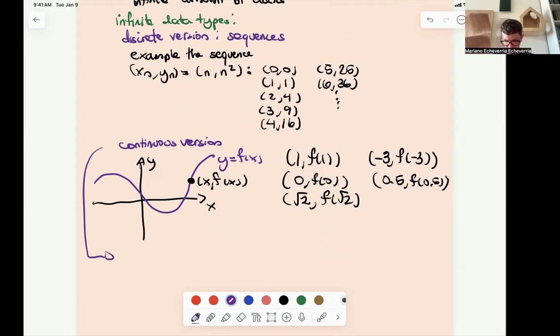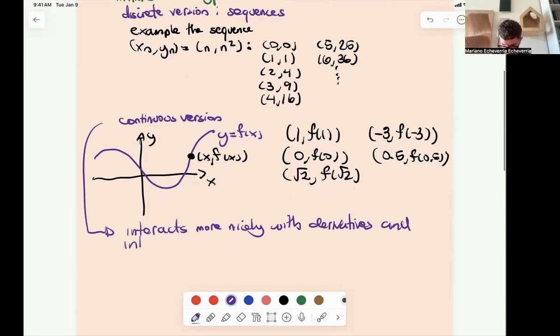This continuous version interacts more nicely with derivatives and integrals, so we'll focus on this one. Just to make it more precise, what we're going to be talking about for the next few days is, if you have a function, how do you approximate it using polynomials? That's more or less what we're going to be discussing.